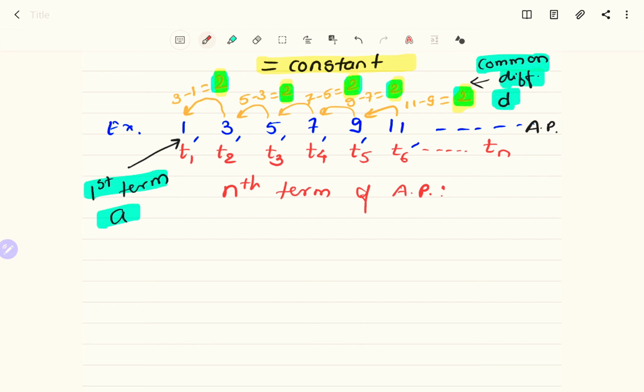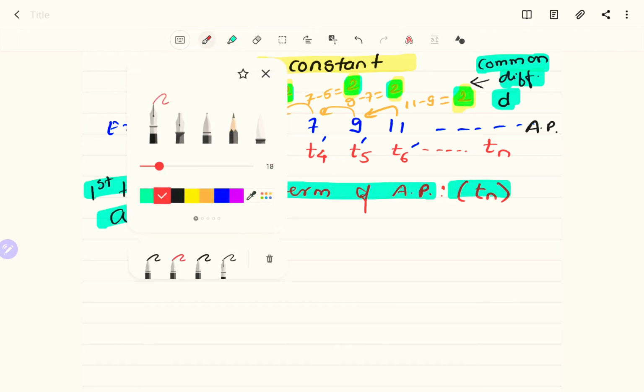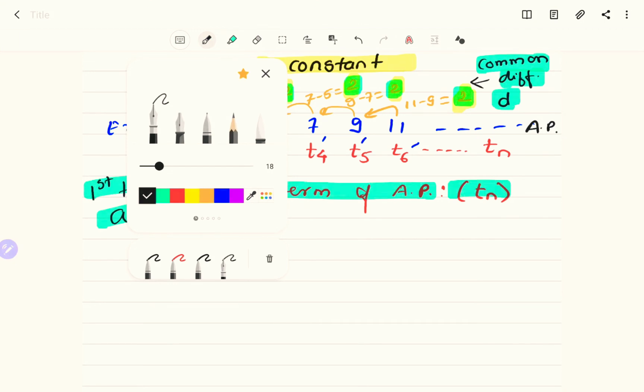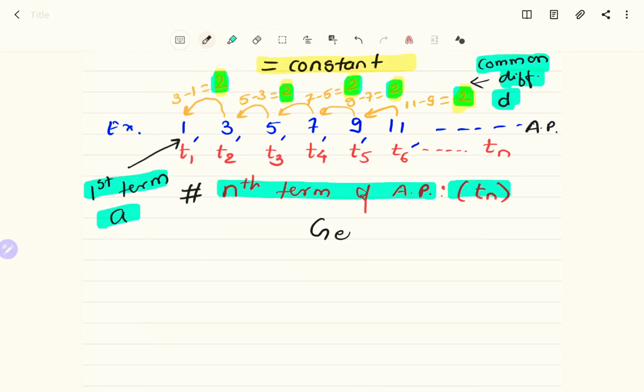Many times students get confused about Tn. Let me tell you, friends, Tn is the nth term, and the nth term is not the last term of the sequence. This is the main confusion. Many times students assume the nth term as the last term, but nth term or Tn is not the last term of the sequence. It is always a general term of the sequence.